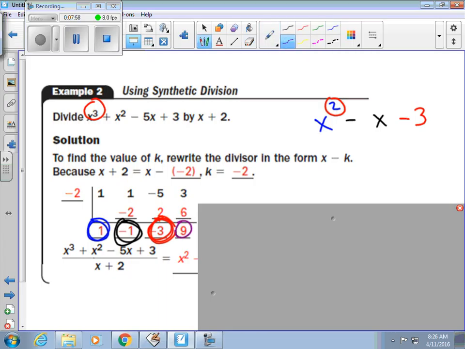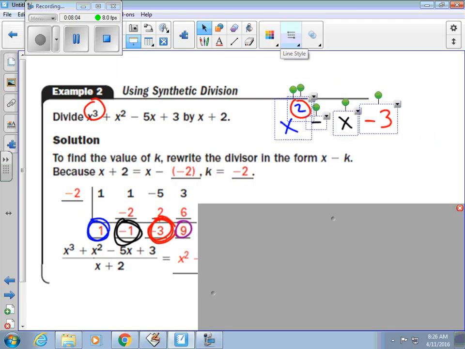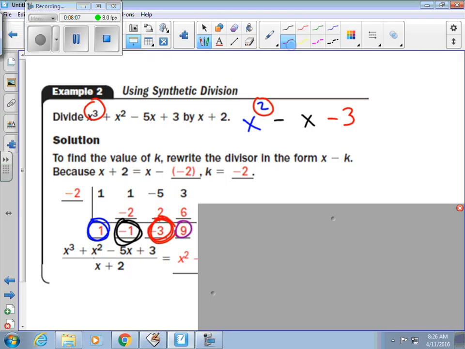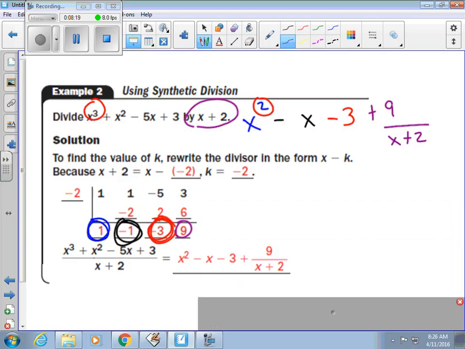So +9 is called the remainder. It's positive, so you put all of these together. This is one polynomial, and it's +9. You put it back over the original thing you divided by right here, x plus 2. So x squared minus x minus 3 plus 9 over x plus 2. That's the remainder. We're going to look at another one that has less stuff in it that you'll be able to see and work on a little bit easier.